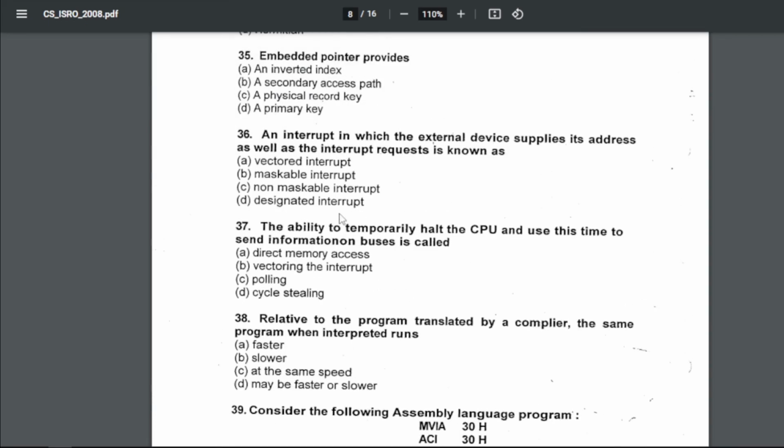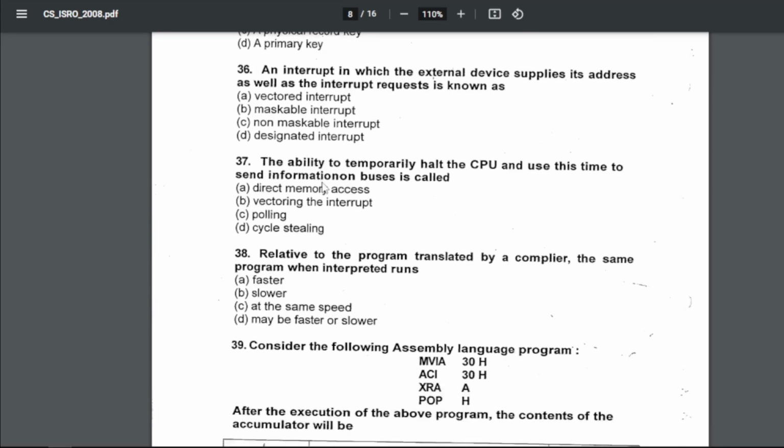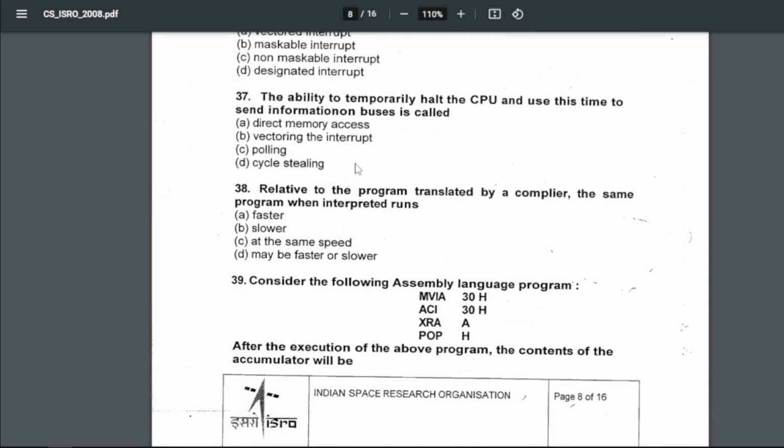Next is 36: an interrupt in which the external device supplies its address as well as the interrupt request is known as what? For 36 our answer will be A, that is vectored interrupt, right? A will be the answer. 37: the ability to temporarily halt the CPU and use this time to send information on buses is called what? For 37, again, an assignment for you. Pause the video, think about it, and comment the answer. I'll give the answer for this as well at last.